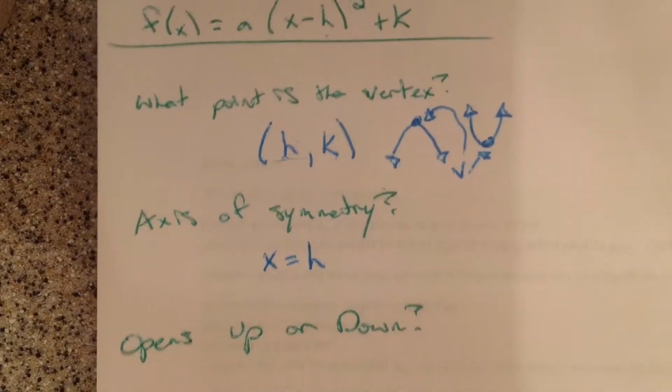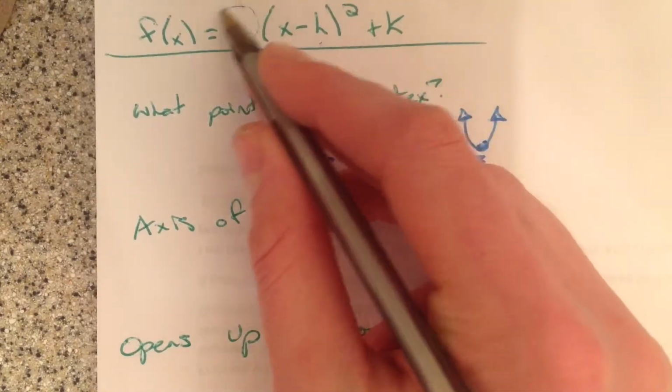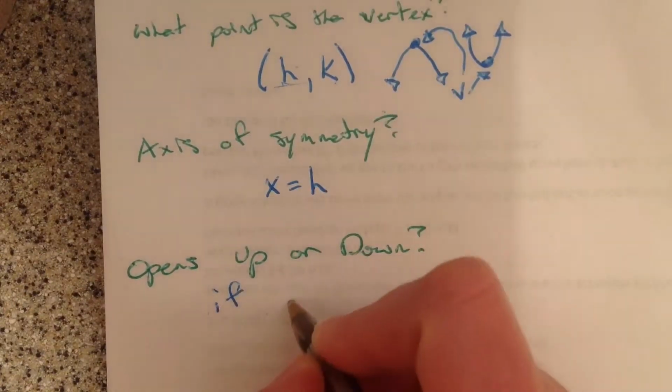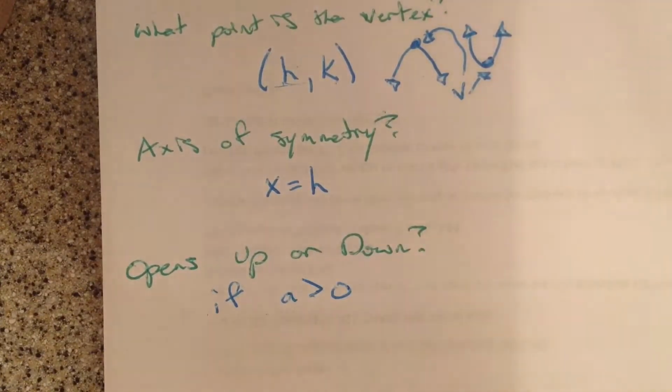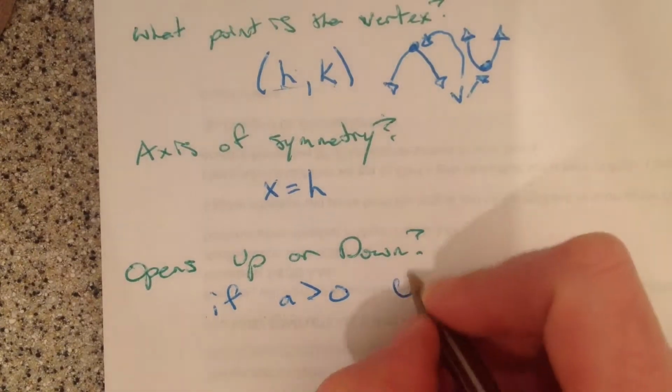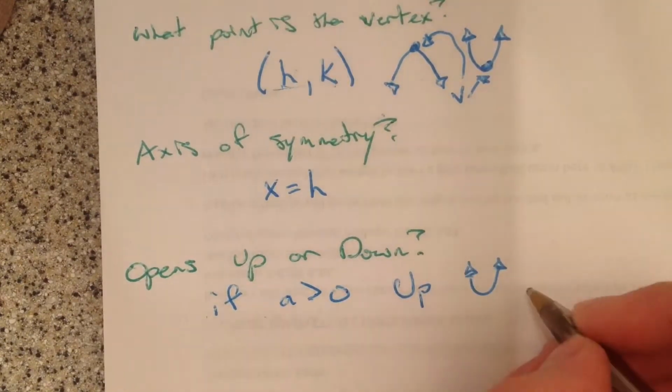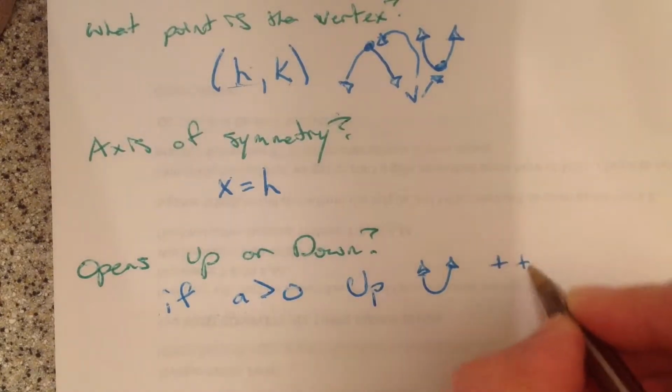Does it open up or down? Well, a, the number in front, tells us that. If a is positive or greater than 0, it opens up. It takes on a shape like this. So think about it this way. Positive, boop.